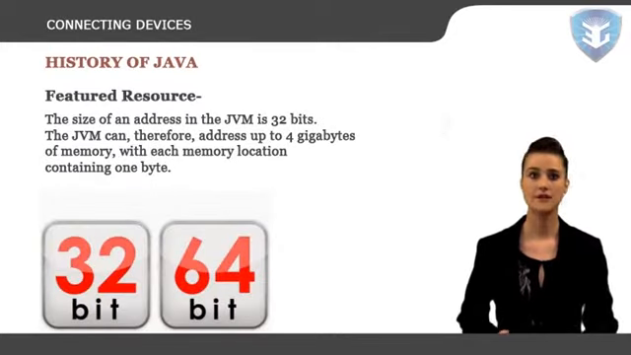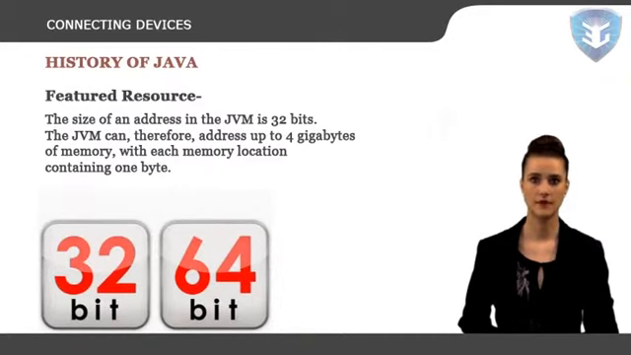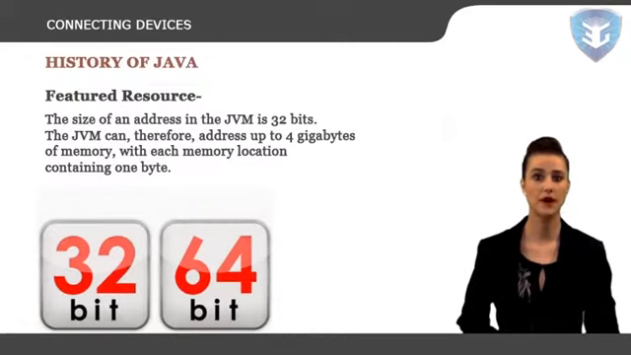The size of an address in the JVM is 32 bits. The JVM can therefore address up to 4 gigabytes of memory, with each memory location containing 1 byte. Each register in the JVM stores one 32-bit address. The stack, the garbage collected heap, and the method area reside somewhere within the 4 gigabytes of addressable memory. The exact location of these memory areas is a decision of the implementer of each particular JVM.